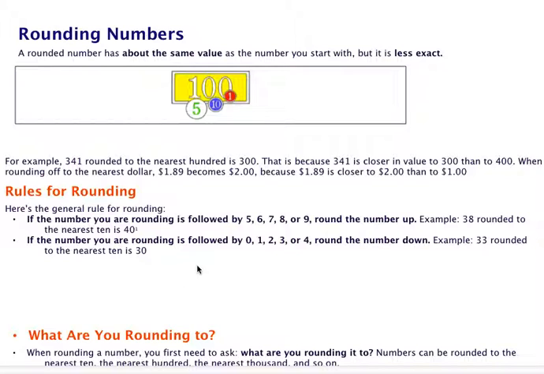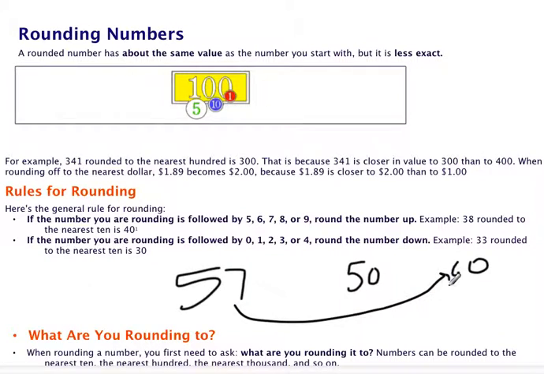So let's say I have the number 57. So 50 and 7, the two tens in the tens place I'm using would be 50 and 60. 57, what do you think it's closer to? And this number is 5 or higher, so it's closest to 60.